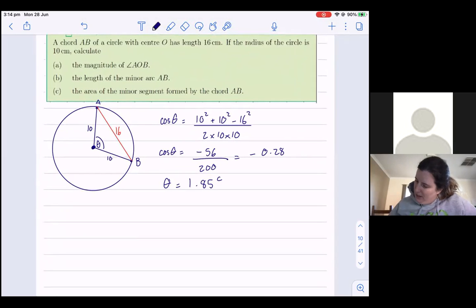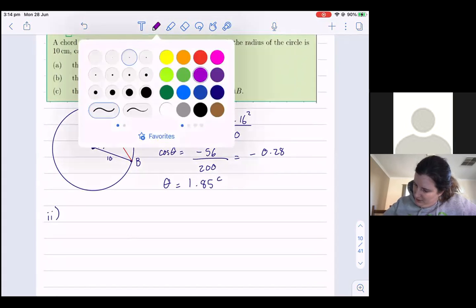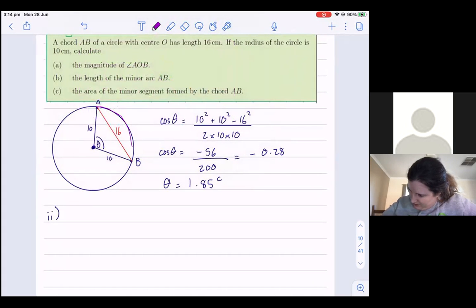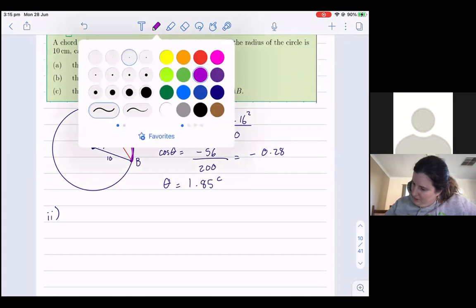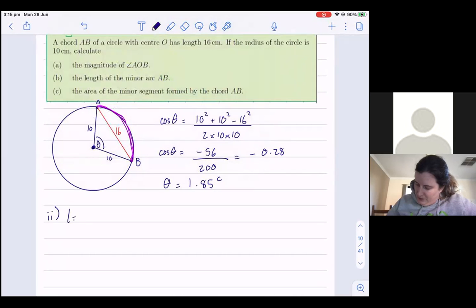No. Okay. The length of the minor arc AB. So this time we want this distance around here, which is easy because L equals r theta. So we've got 10 times the 1.85 radians. So 18.54.